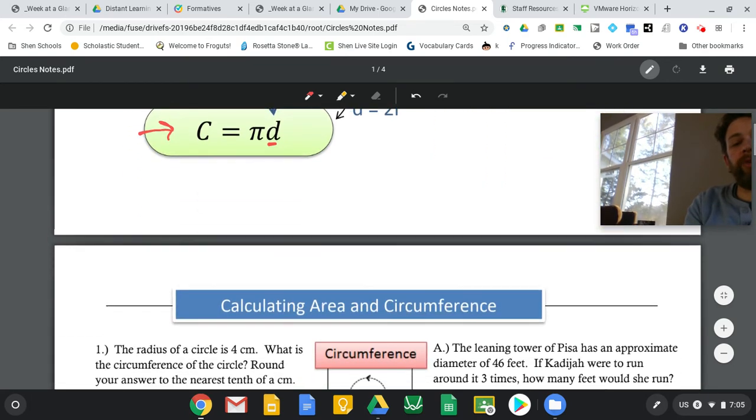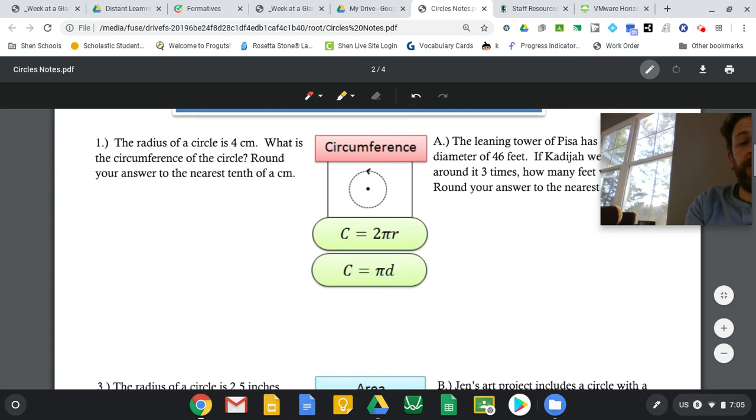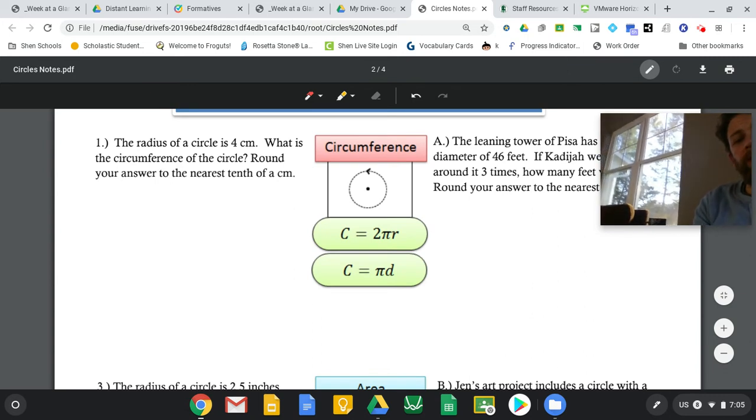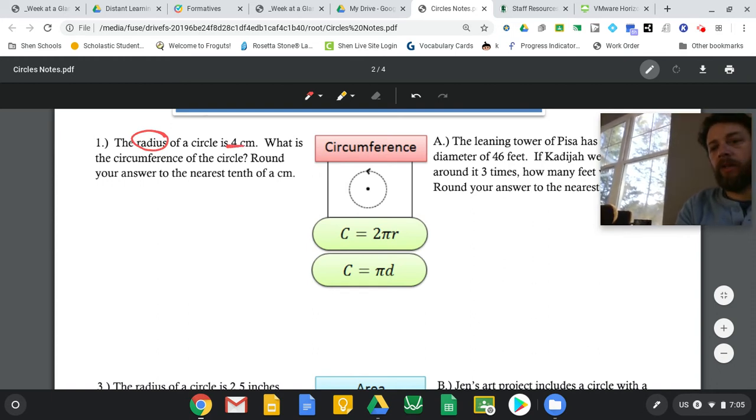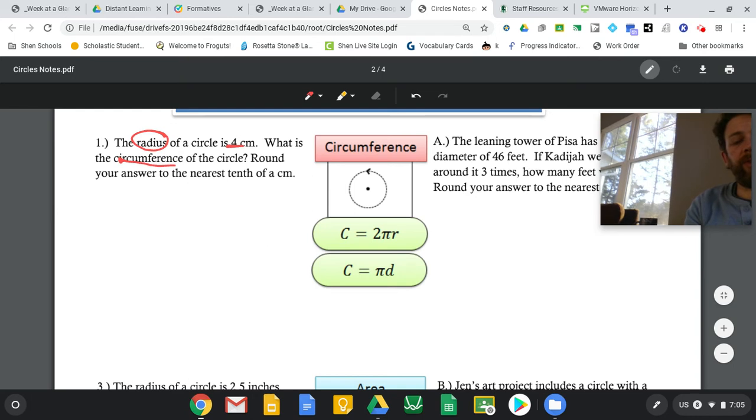Now I'm going to do an actual problem for you, and your work is going to look like this. The radius of a circle is 4 centimeters. What is the circumference of the circle? Round your answer to the nearest tenth. Well, C equals, they're giving me the radius and the circumference, so I'm going to use 2 pi r. C equals 2 pi times 4. C equals 2 times 4 is 8 pi.